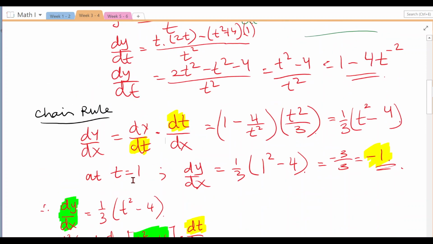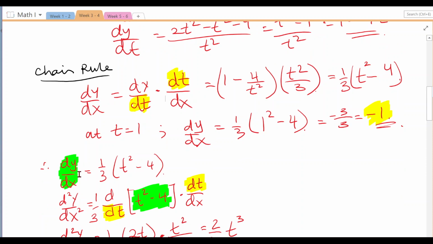And therefore at t equals 1, we just substitute the value of t equals 1. We have 1 over 3 times (1 squared minus 4), we get minus 3 over 3, or minus 1, as the value of dy/dx at t equals 1. So that's the answer for the first problem.